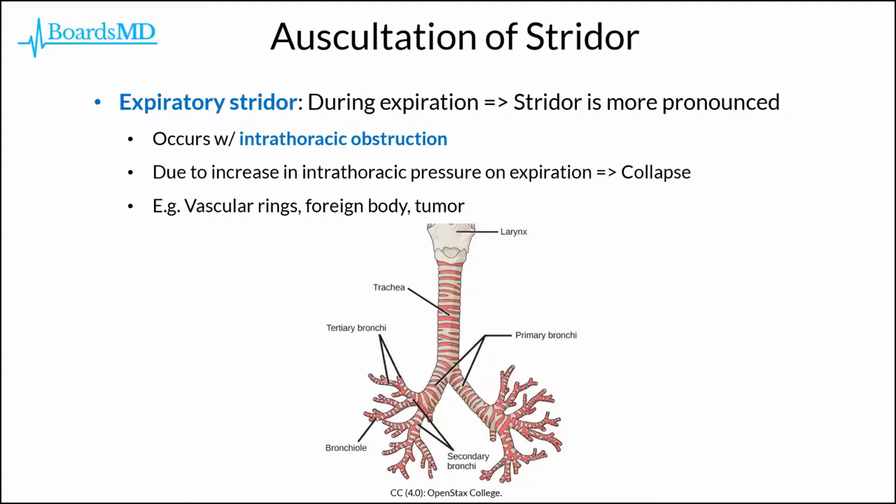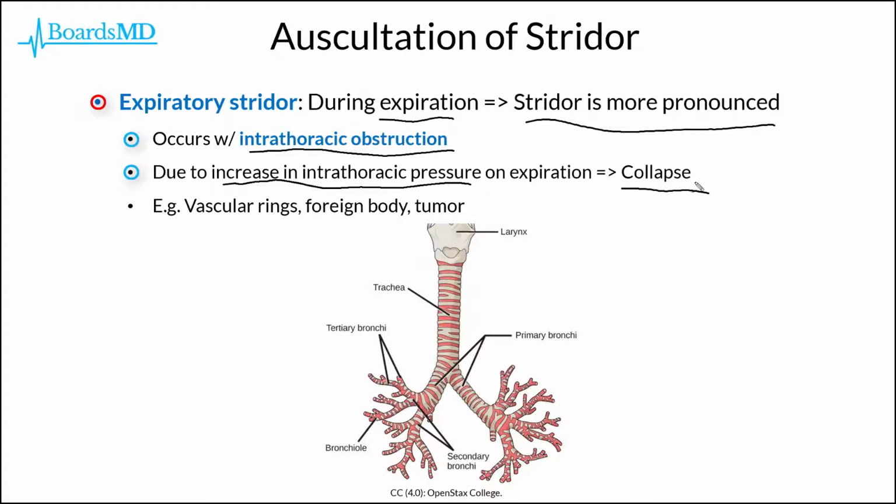In contrast, we have cases of expiratory stridor in which during the expiratory phase, stridor is going to be more pronounced than it is during the inspiratory phase. And very high yield to keep in mind that this is going to occur in an intrathoracic obstruction. This is due to the fact that during expiration, there's going to be an increase in intrathoracic pressure, which is ultimately going to lead to a collapse of these large airways. And once again, this is something that we classically see in conditions in which intrathoracic obstruction is at play, including vascular rings, foreign body aspirations, as well as tumors.